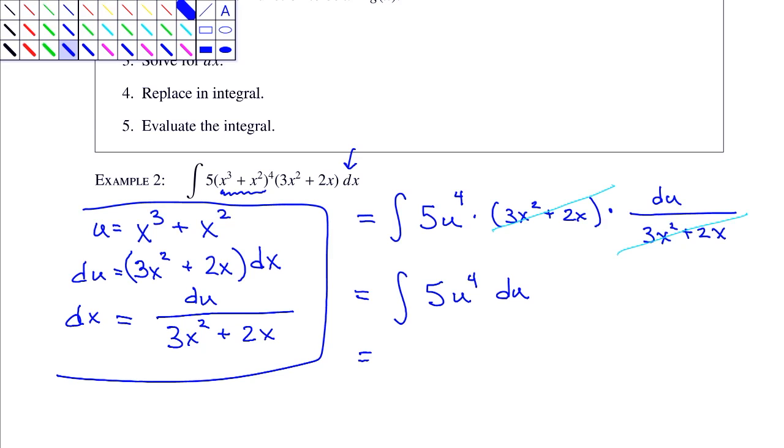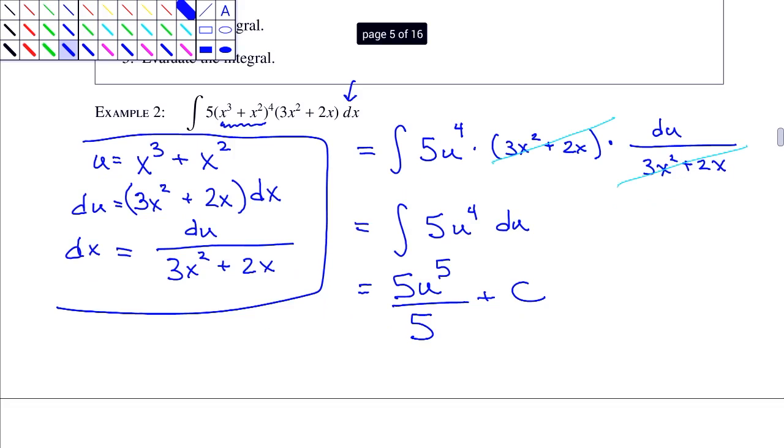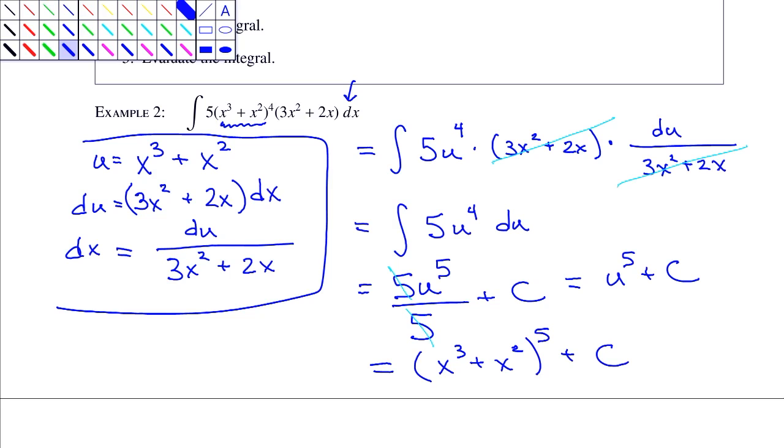So this is going to be 5, raise the power in the u by 1, divide by the new power, plus c. And what does this give me? The 5's cancel. Let me cancel those off. And that gives me u to the 5th plus c. And then back substitute. What was the u? The u was x cubed plus x squared to the 5th plus c. And if you look at the beginning of the page, that's exactly what you told me it would be. Yay.